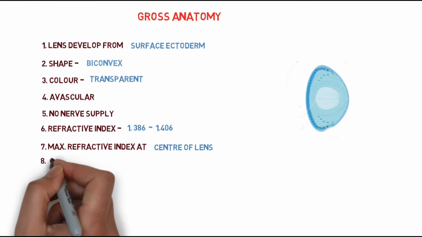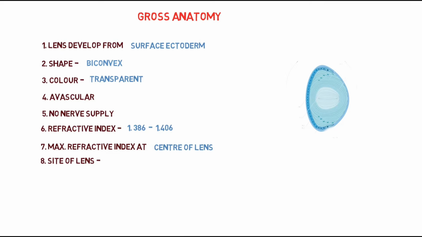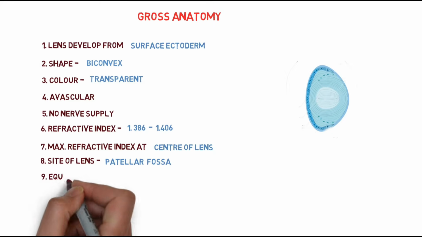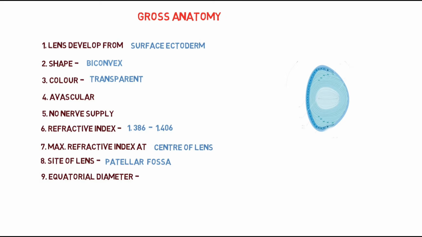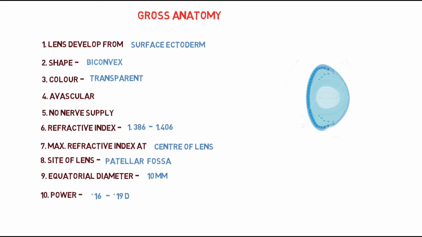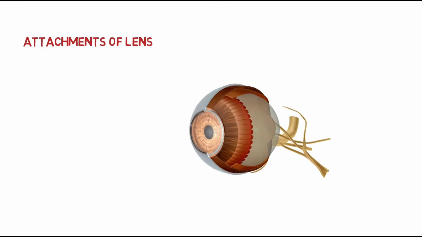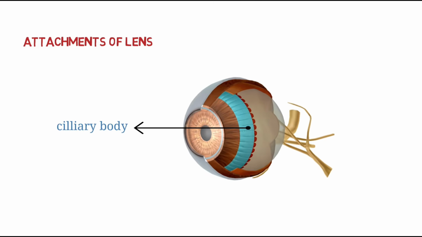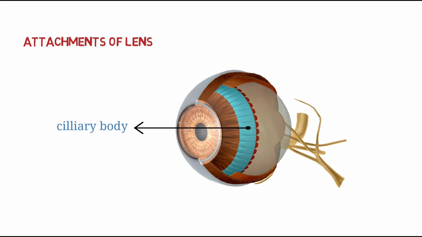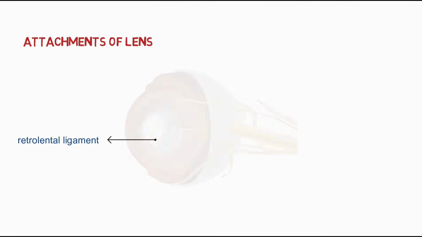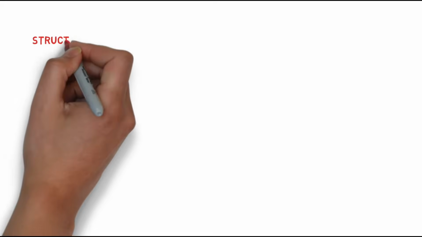So what is the site of a lens? Where is it present? The site of a lens is the patellar fossa and the equatorial diameter is nearly 10 millimeter. And the last point is, what is the power of a lens? It is nearly plus 16 to plus 19 diopter. What are the attachments of a lens? At the periphery, it is attached to the ciliary body by zonules of Zinn, and posteriorly it is attached to the retrolental ligament.